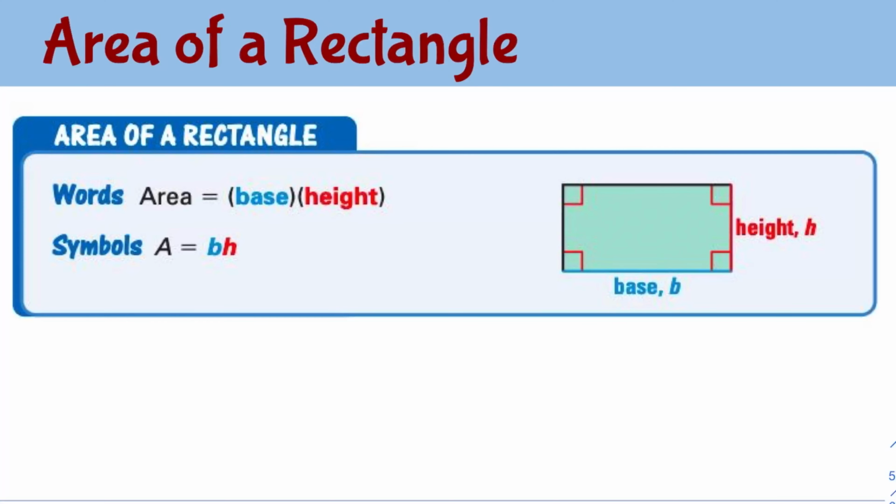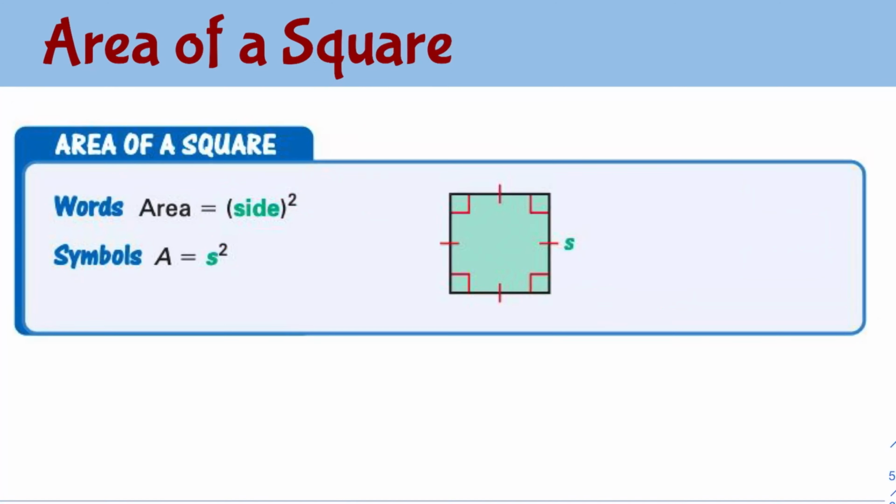To calculate for the area of a rectangle, we simply multiply the base times the height, or length times the width. For the square, we can also use the concept of base times height because a square is also a rectangle. But since a square has 4 congruent sides, this means that the base and the height have the same measures. So we can also use side times side, or side squared, for the area of a square.